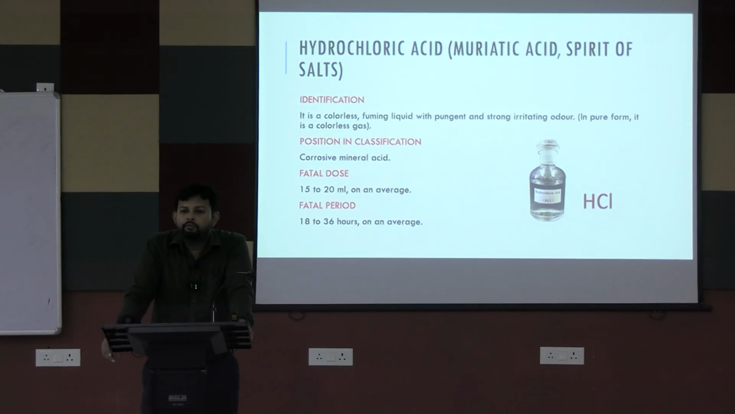Fatal dose and fatal period. Fatal dose is more, 15 to 20. The previous one was 10 to 15 and the one before that was 5 to 10. And fatal period is 18 to 36 hours, a little more. Earlier it was 12 to 24, 12 to 24; here it is 18 to 36.